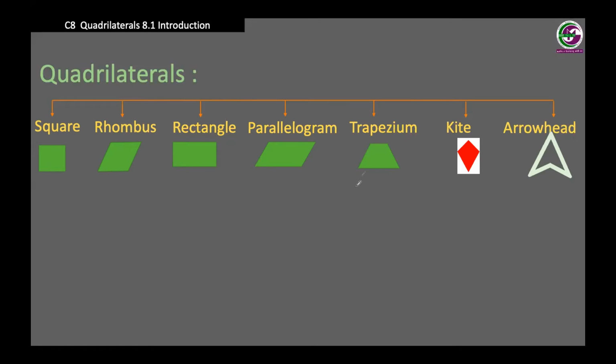Trapezium is a British word, and the American term is trapezoid. So if you come across this word anywhere, don't think this is another new polygon or something new which you haven't studied. It is exactly the same as trapezium, just an American word.